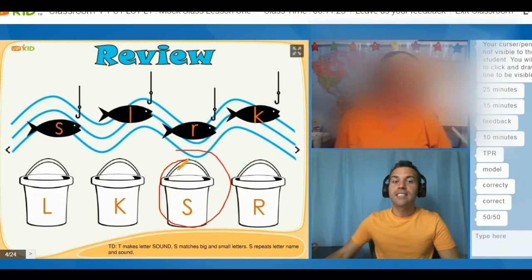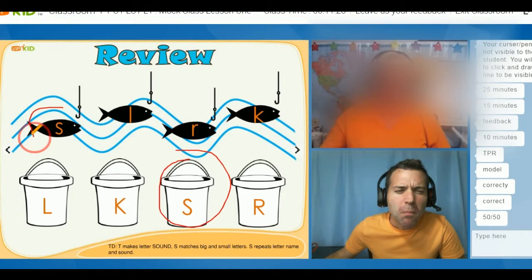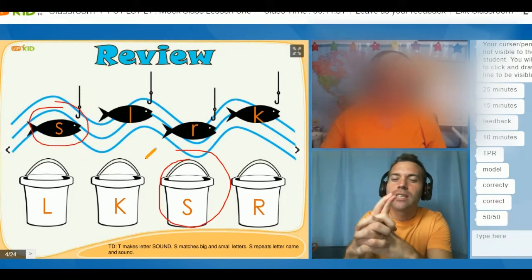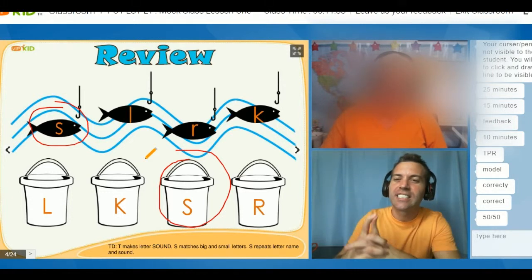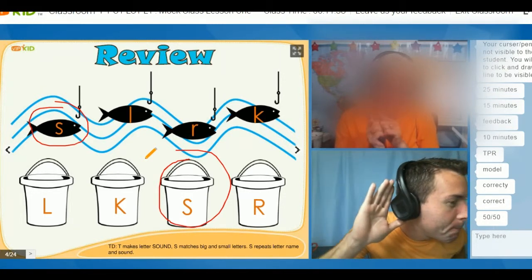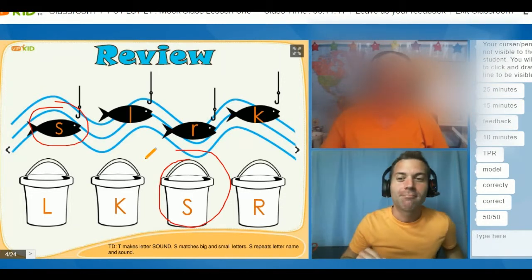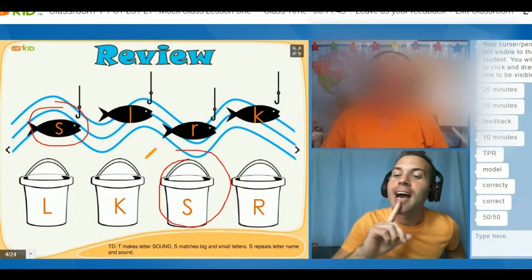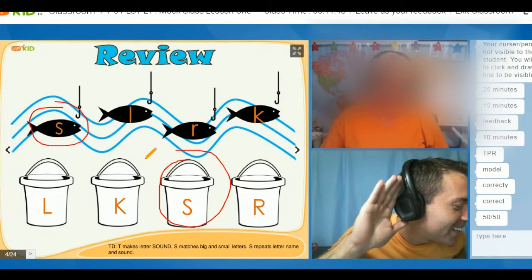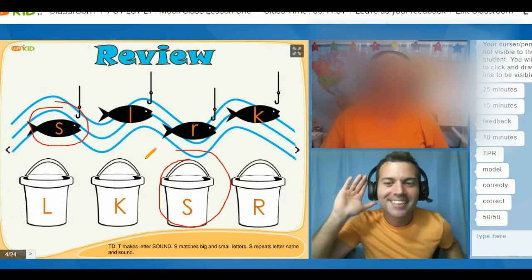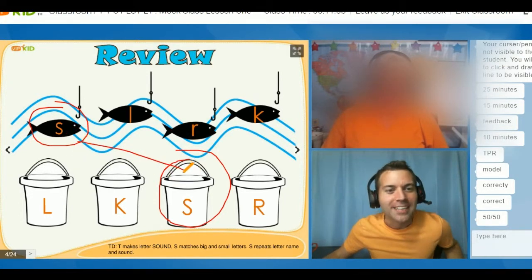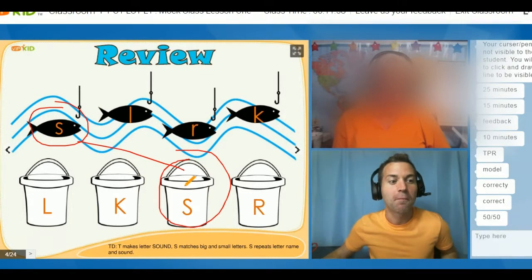Big S, small s. S makes the sound S. S makes the sound S. S makes the sound. Good. S makes the sound S.